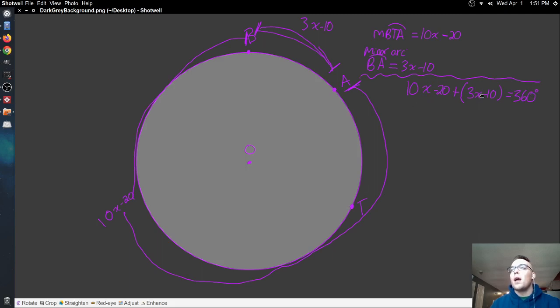So I'm just going to go ahead and solve for my x. That means when I combine like terms here, 13x minus 20 minus 10 minus 30 should equal 360 degrees. I'll add 30 to both sides to get that 13x is equal to 390. And then just divide by 13. We'll get that x is 30 degrees. Slammed right in there. Cool.